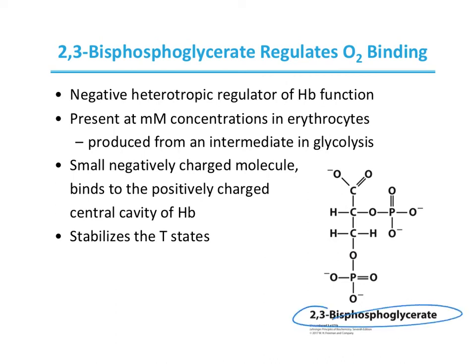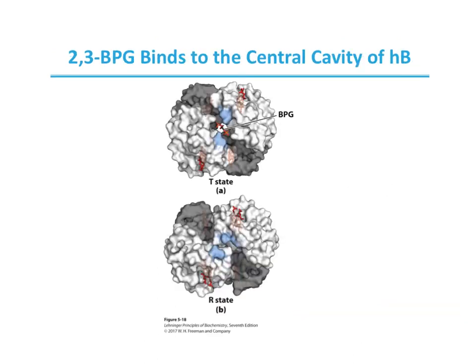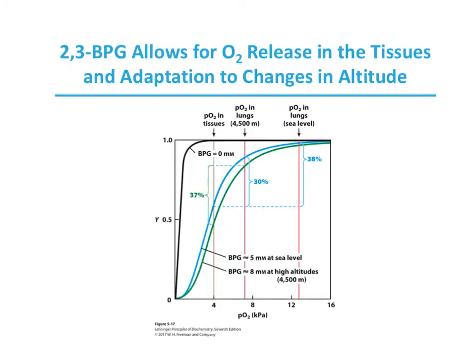2,3-bisphosphoglycerate shown here. So this is not a normal ligand, so this would be a heterotropic regulator, and it's present at millimolar concentrations in red blood cells, and it's produced from an intermediate in glycolysis. It's a small negatively charged molecule that binds to the positively charged central cavity of hemoglobin and stabilizes the T state. So this is a picture of it binding to the central cavity in the T state. It will not bind in the R state.